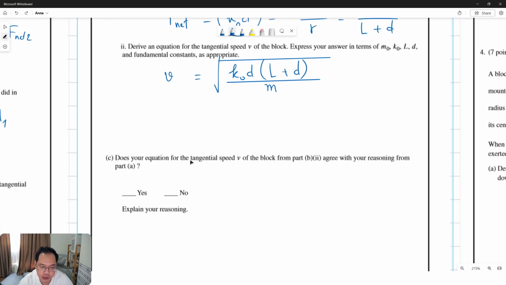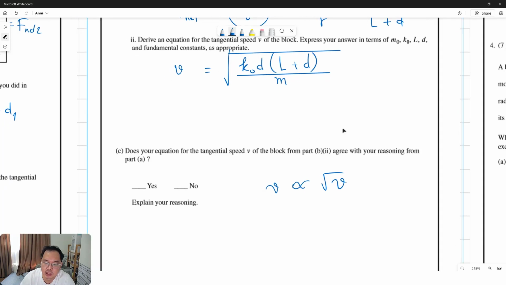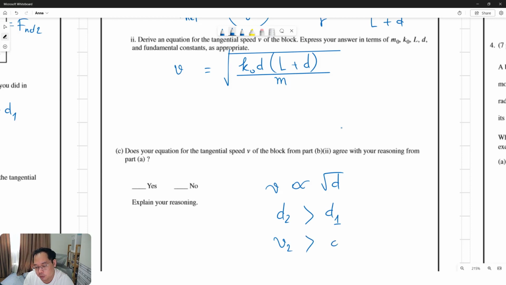Question C. Does your equation for the exchange speed of the block in part B2 agree with your reasoning from part A? Agree meaning when the extension is d2, when d2 is greater than d1, we see from this expression that v, the velocity, is proportional to the square of the speed, and therefore it's proportional to the square root of the extension d of the spring. Therefore when the extension d in the second case is greater than the extension d1, v2 will definitely be greater than v1.